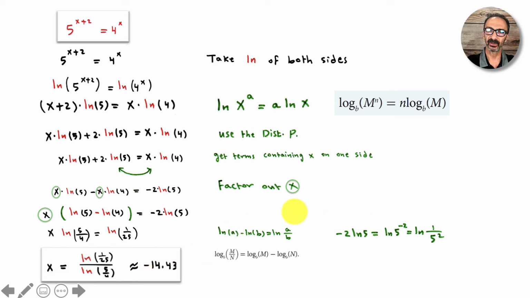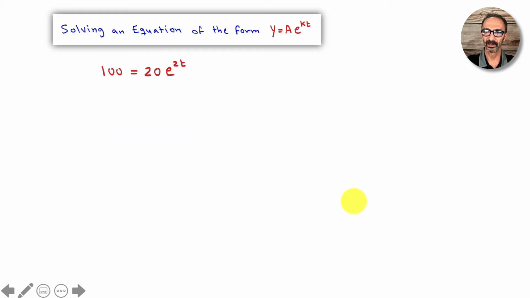Here's a different form that we use when solving an equation of the form y equals a multiplied by e to the power kt. Exponential functions, as you could see.